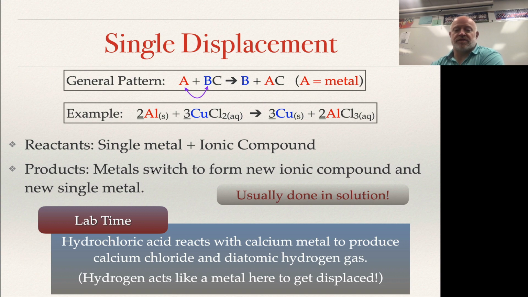On our product side, we see the single metal plus ion compound, and they're switching. One thing to note is that this chemistry is almost always done in solution, so we have these things dissolved in water to allow the chemistry to happen, okay? In lab time, we're going to take hydrochloric acid and react it with calcium to make calcium chloride and some hydrogen gas, okay? And in this case, the hydrogen is going to act like a metal as part of our process, all right? So that is single displacement.